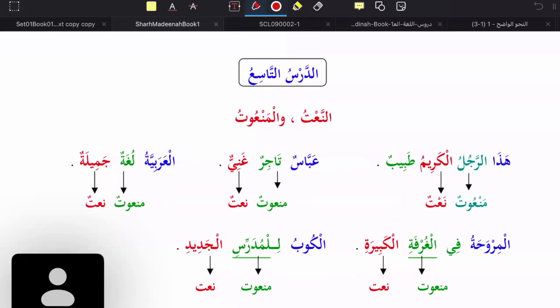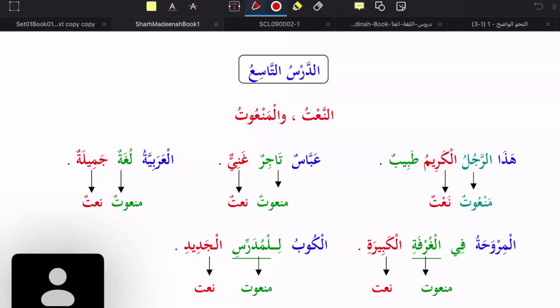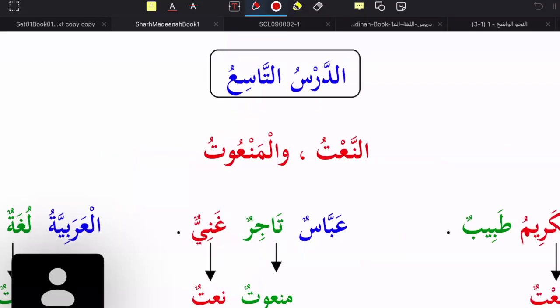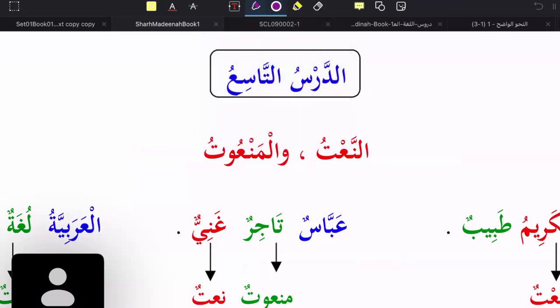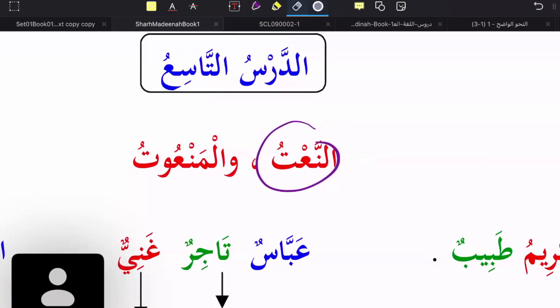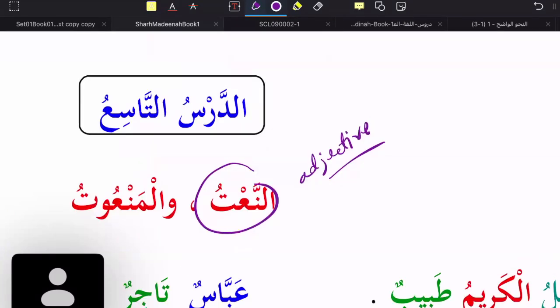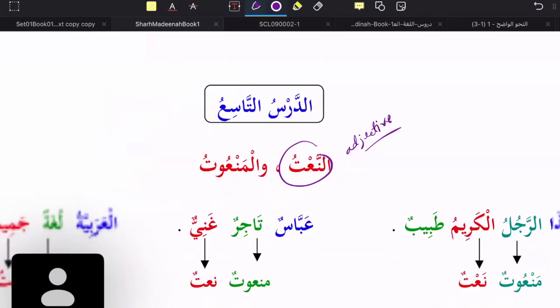So الدرس التاسع, the ninth lesson. In this lesson, we are starting with something called النعت ومنعوت. So the chapter is about adjectives. Both adjective phrases and adjective sentences. Inshallah, we'll talk about this.